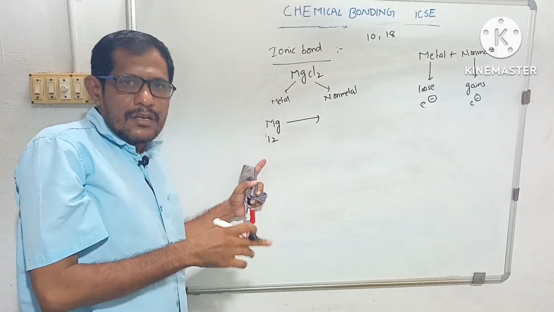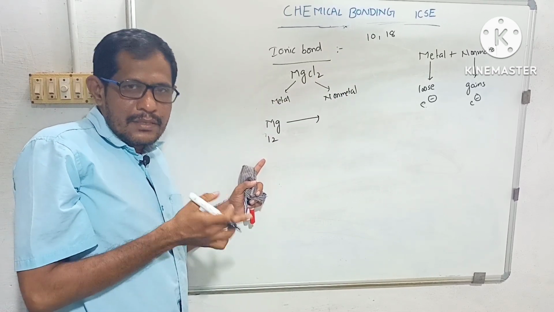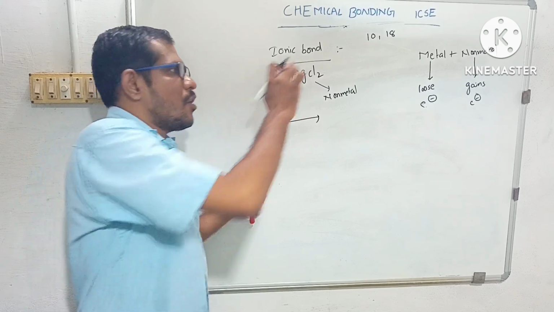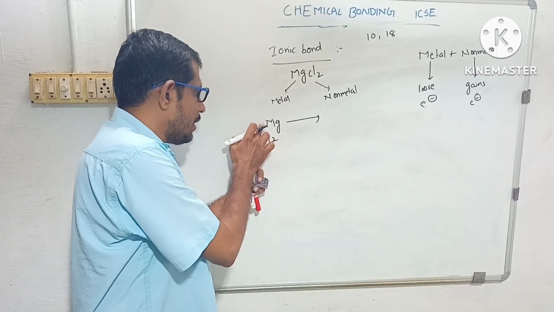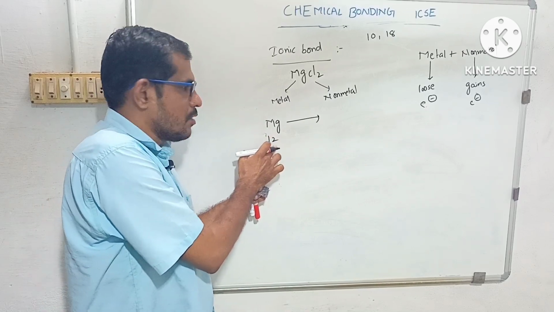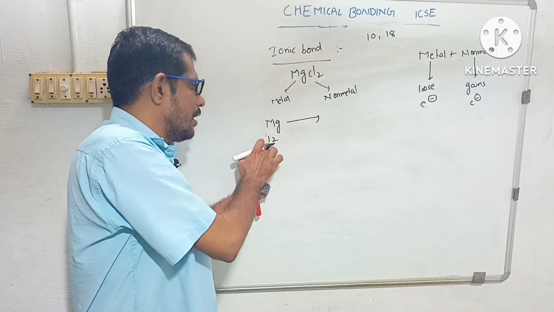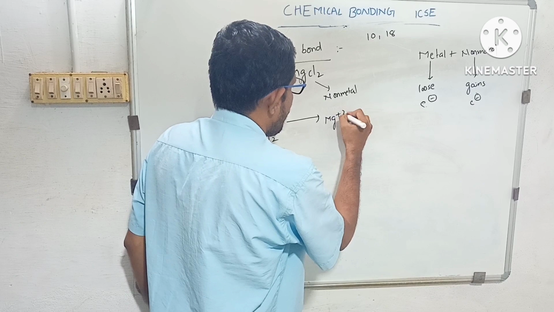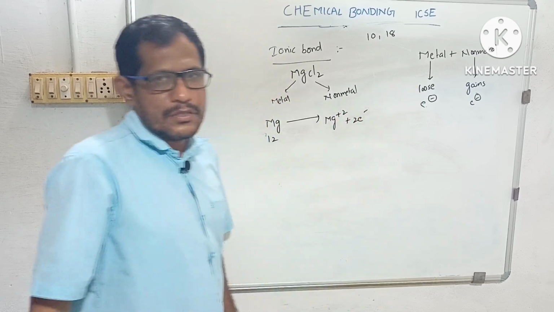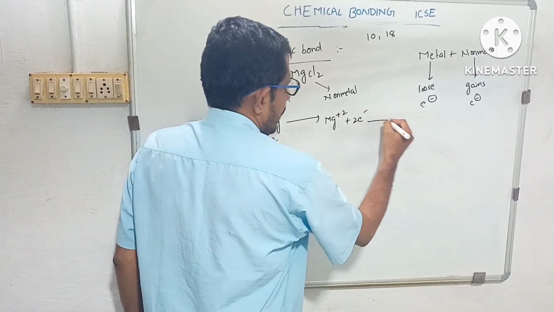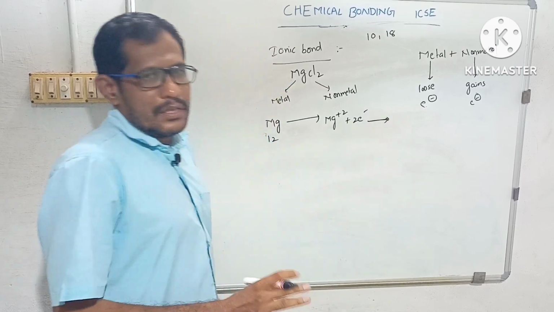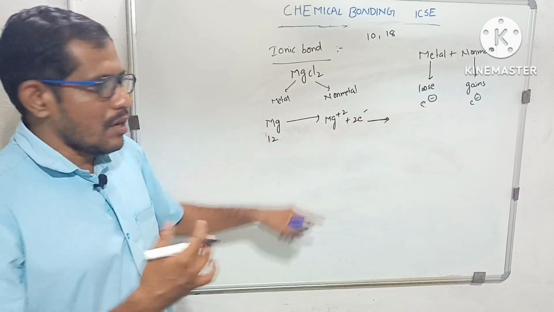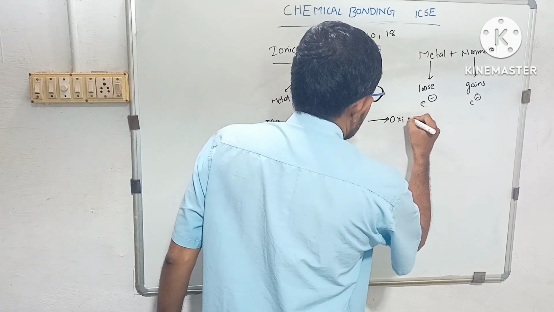In the previous case, sodium chloride, sodium atomic number is 11, so it needs to lose 1 electron to become 10. Here, magnesium atomic number is 12, so it needs to lose 2 electrons to become 10, so we can write Mg2+ plus 2 electrons. As I already said, LEO says GER, so loss of electrons is oxidation. So this is an oxidation reaction.